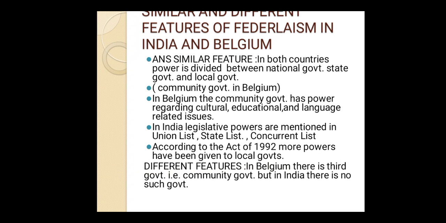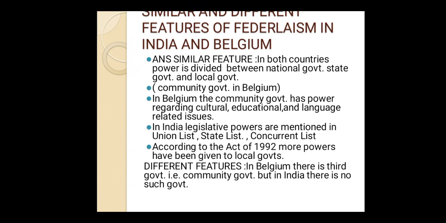Now we will discuss some similar and different features of federalism in India and Belgium. Similar features are that in both countries power is divided between the national government, state government and local government. In Belgium, there is a community government. In Belgium, the community government has power regarding cultural, educational and language related issues.